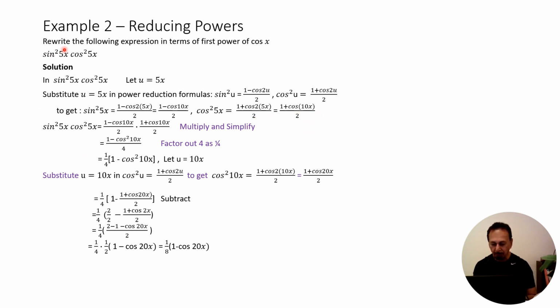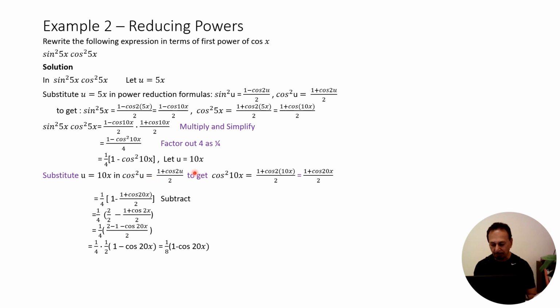Now we write this one here, sine square 5x cosine square 5x, and replace sine square 5x with 1 minus cosine 10x over 2, and replace the cosine square 5x with 1 plus cosine 10x over 2. Now we multiply 2 with 2, 4, and multiply 1 minus cosine 10x with 1 plus cosine 10x. So this becomes 1 minus cosine square 10x. Now we factor 1 over 4, and we have 1 minus cosine square 10x.